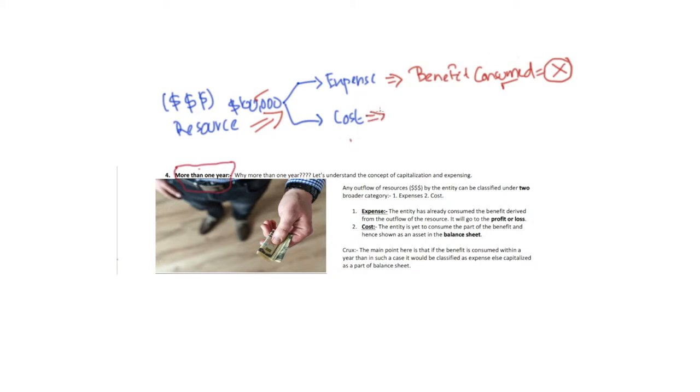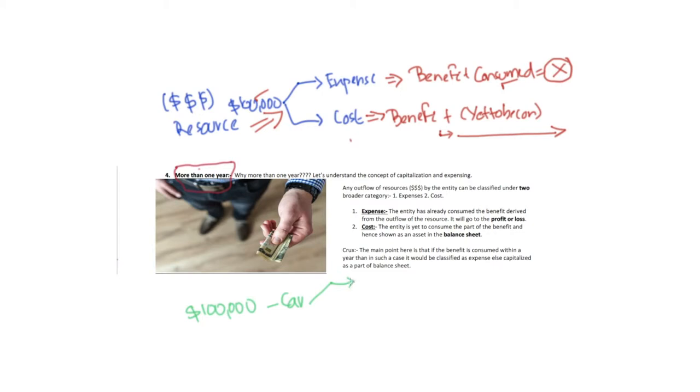Now let's look into what we mean by cost. The term cost means the benefit of the outflow is yet to be consumed in full, and the entity is expected to receive the benefit over the future period of time. Now, I just want to bifurcate these two through an example. Suppose you purchase a car for $100,000.